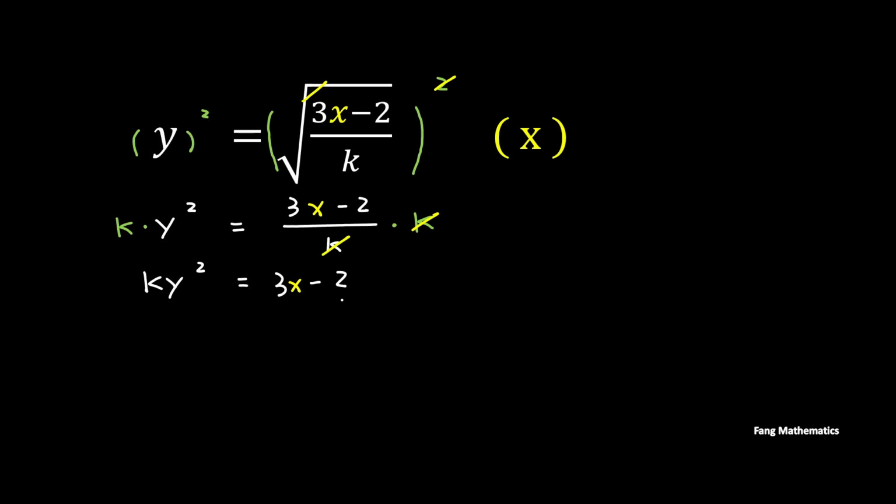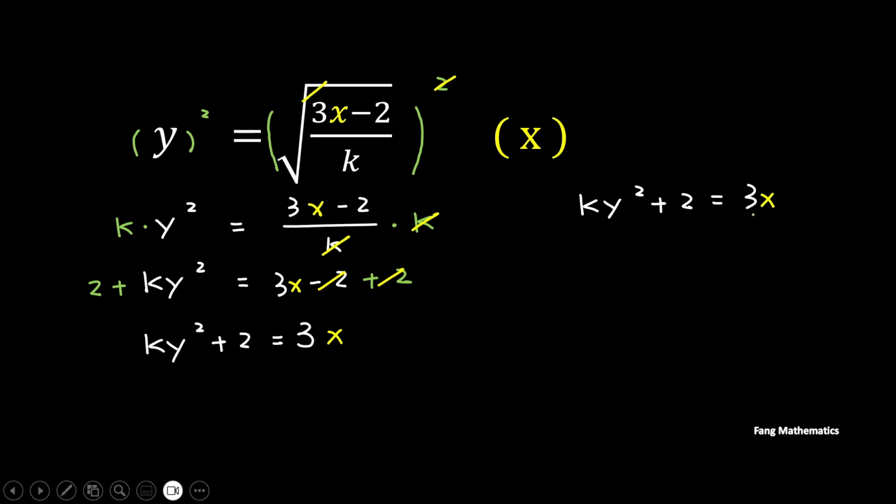And we are to remove the minus 2 by adding 2 to both sides of the equation. On the left, I believe you should have ky squared plus 2. And on the right, you see that minus 2 and plus 2 get eliminated, leaving you 3x. And the last step we have to isolate x, I believe, is to divide the whole expression by 3 on both sides of the expression. I believe on the left, you have ky squared plus 2 over 3.